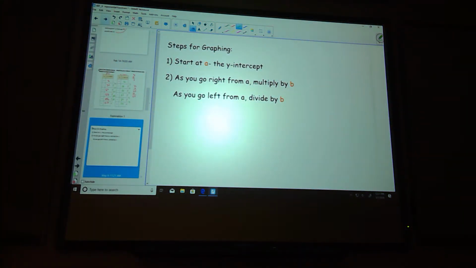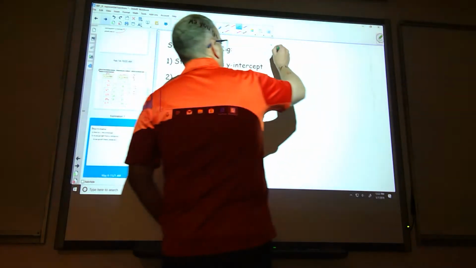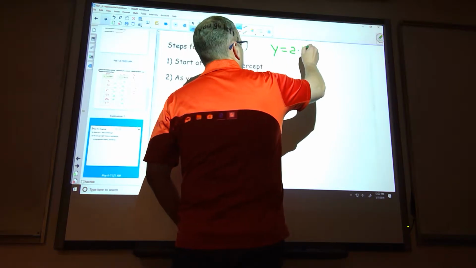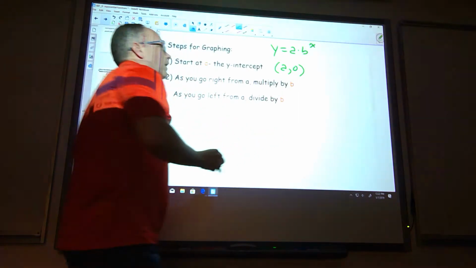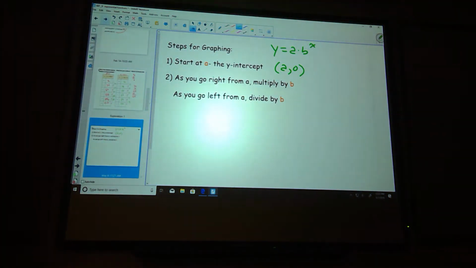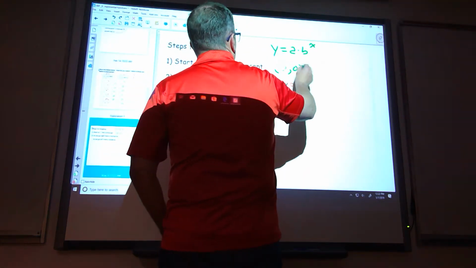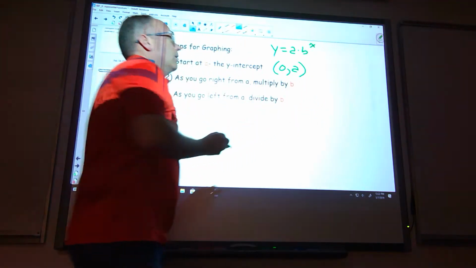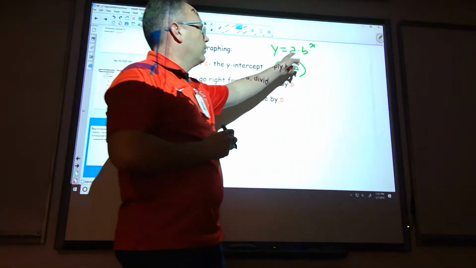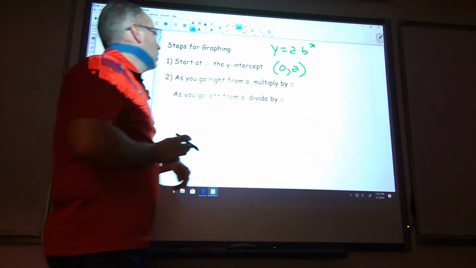All right, so steps for graphing. Start at A. That's the y-intercept. So remember, our equation is A times B raised to the x. So they're saying, hey, you have A comma 0. That's your starting point. I take that back. The y-intercept. I went the wrong way. 0 comma A. The reason why it's 0 comma A is, if I take 0 and plug it in, B to the 0 is 1. 1 times A. So that's my starting point.